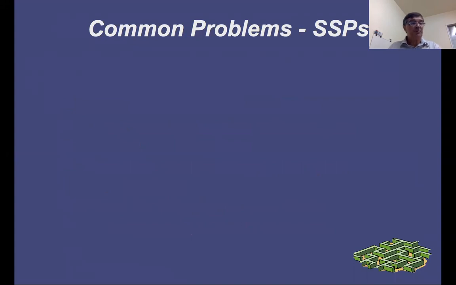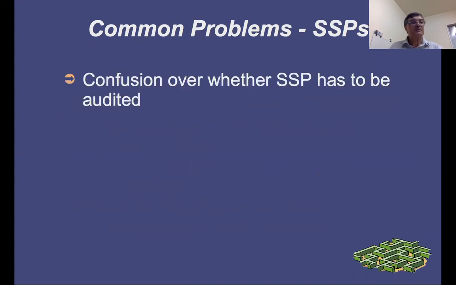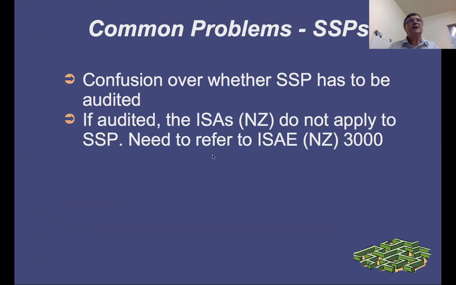Statements of service performance have a few special things of their own. There's confusion about whether the statement of service performance has to be audited. If it is audited, then the ISAs don't apply to the statement of service performance, because that's not financial information. So we need to refer in our audit report not only to compliance with the ISAs, but to ISA NZ 3000 as well.